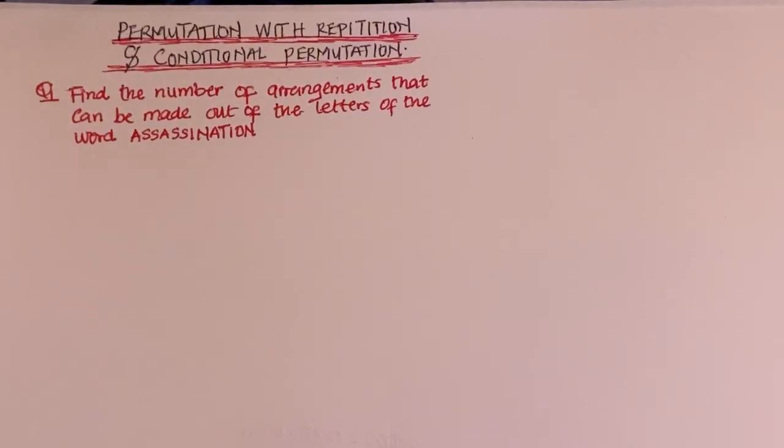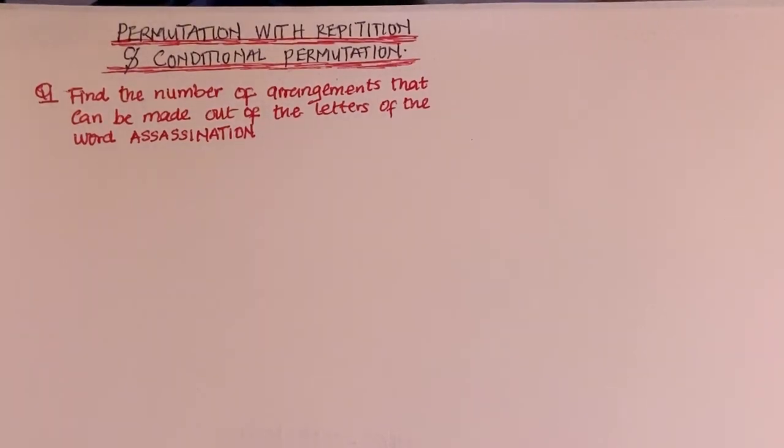In this video, I'm talking about permutation with repetition. At the same time, I'm talking about conditional permutation. Actually, I'm going to solve different questions under this video, but you need to know how to identify permutation with repetition, and also when a permutation is conditional.